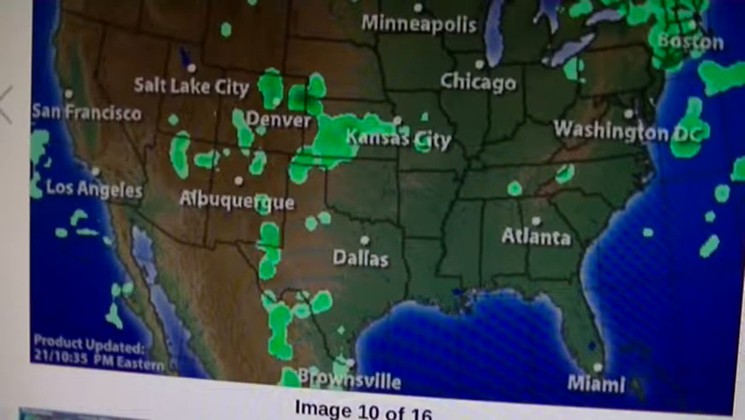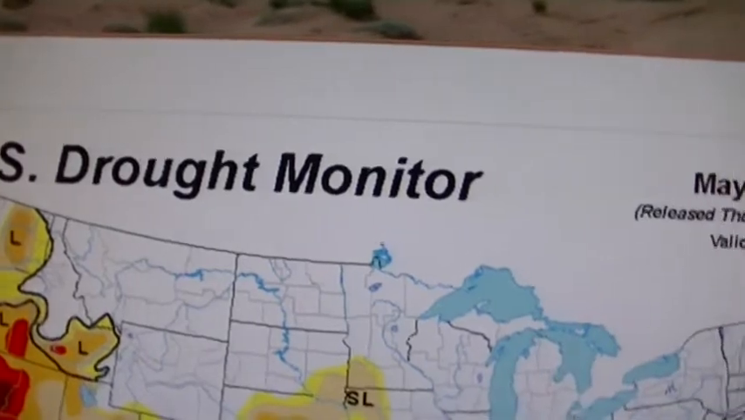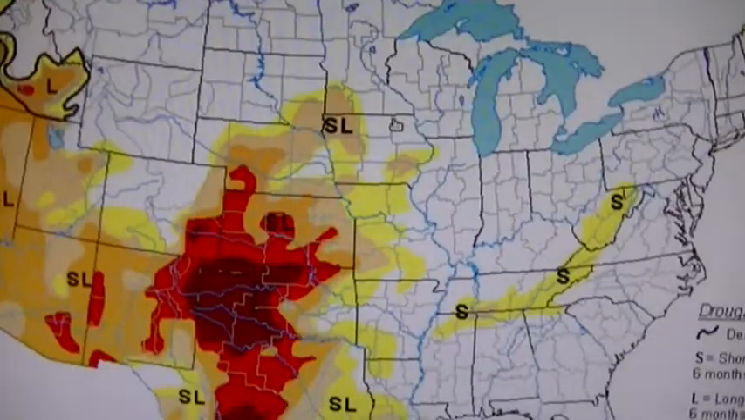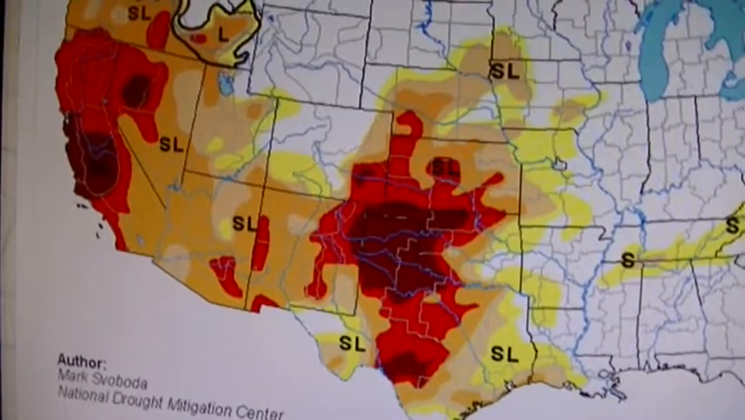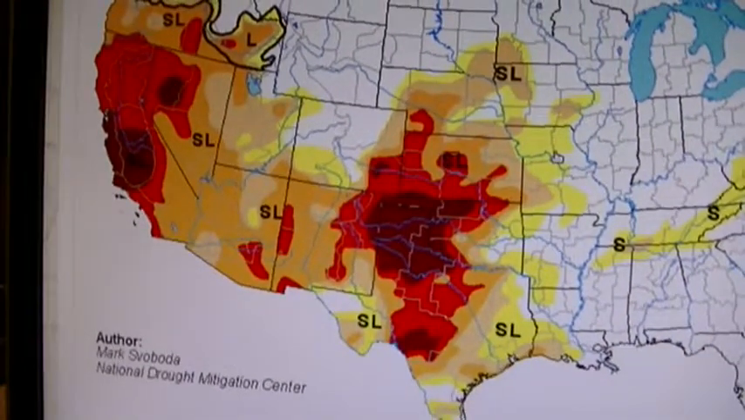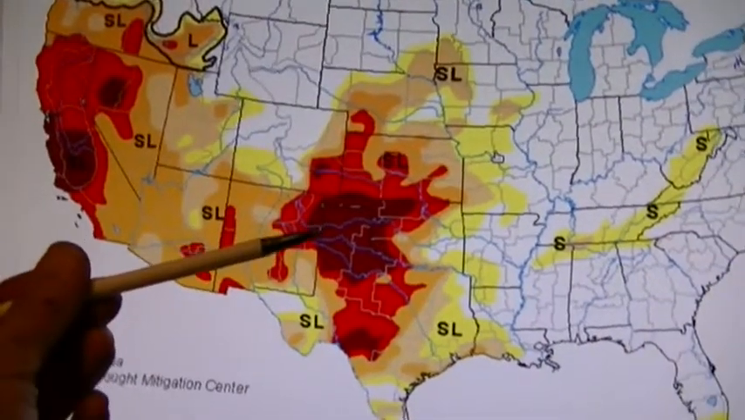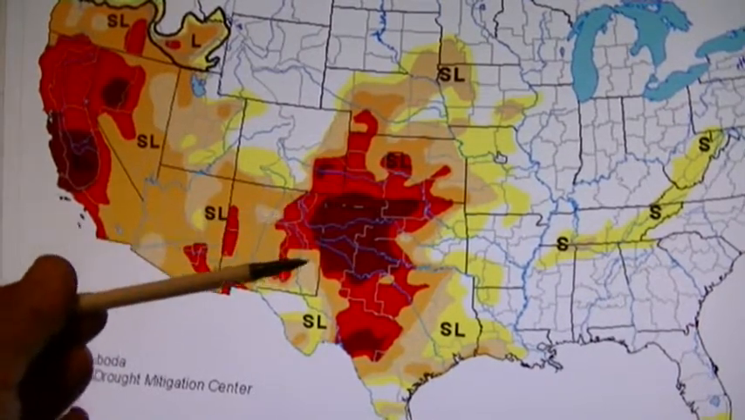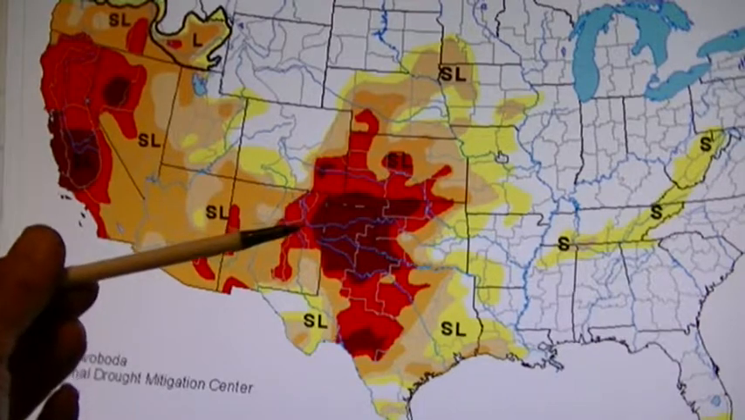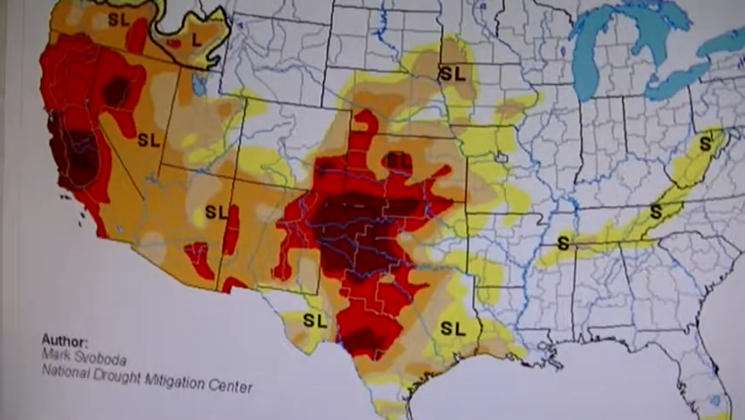And if I can remind everybody what the drought map looks like, the Texas Panhandle has been under attack for years, and now they also attack the eastern part of New Mexico. So it's not a stretch of the imagination to think that, yeah, this is a Haarp downburst.